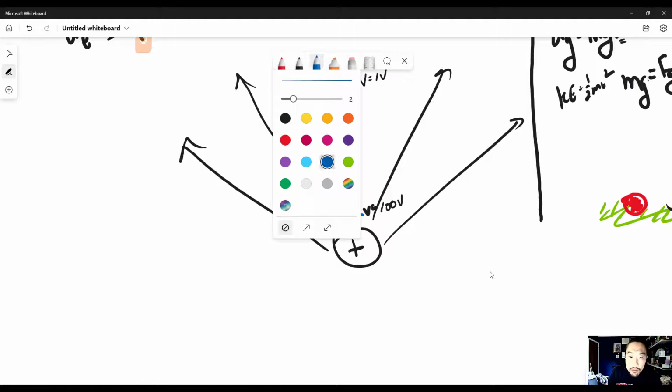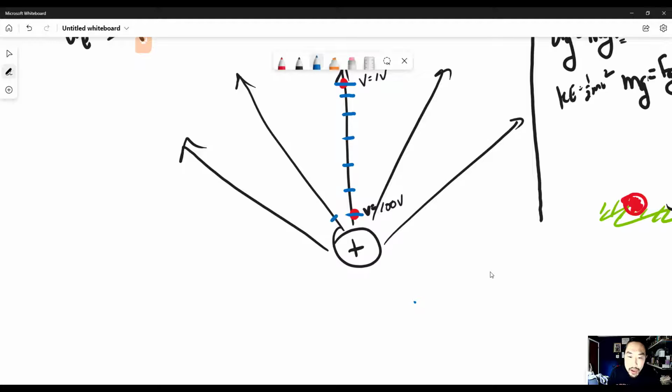So if we take a look here, that can be 100 volts, and so can this. This right there can be 100 volts, and so can this. So everything along this equipotential represents 100 volts. And here can be the next voltage.